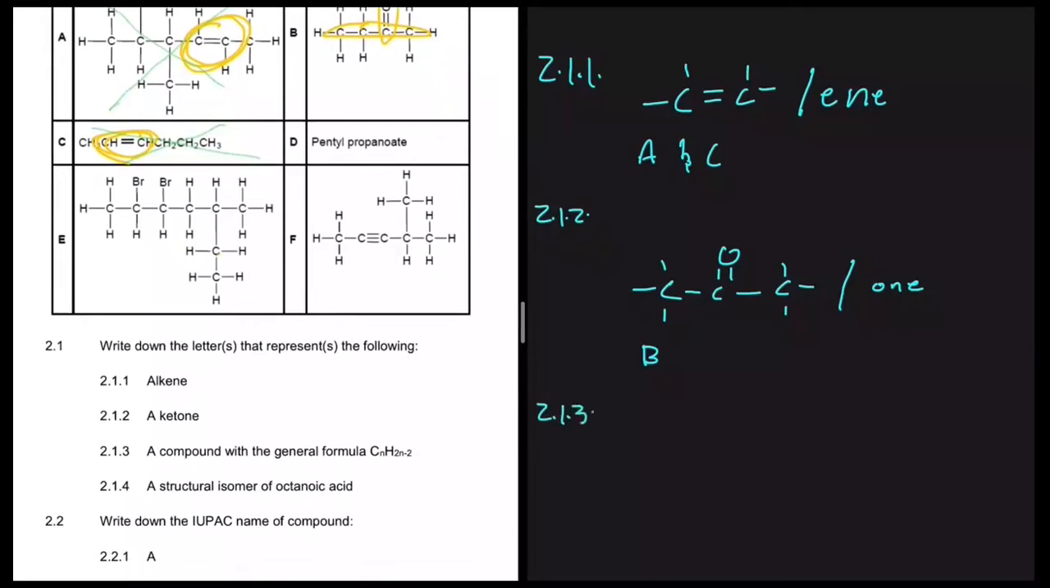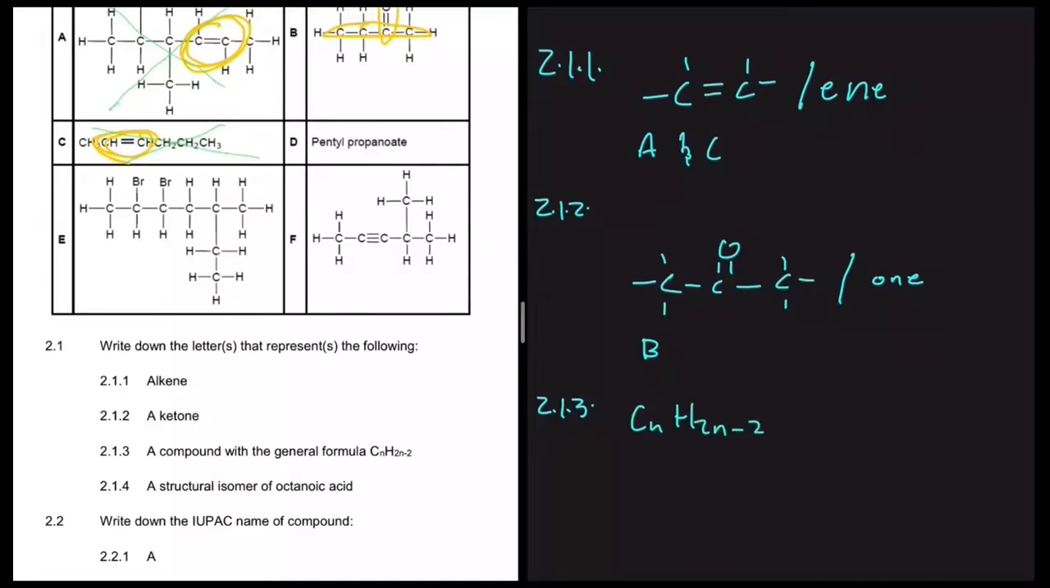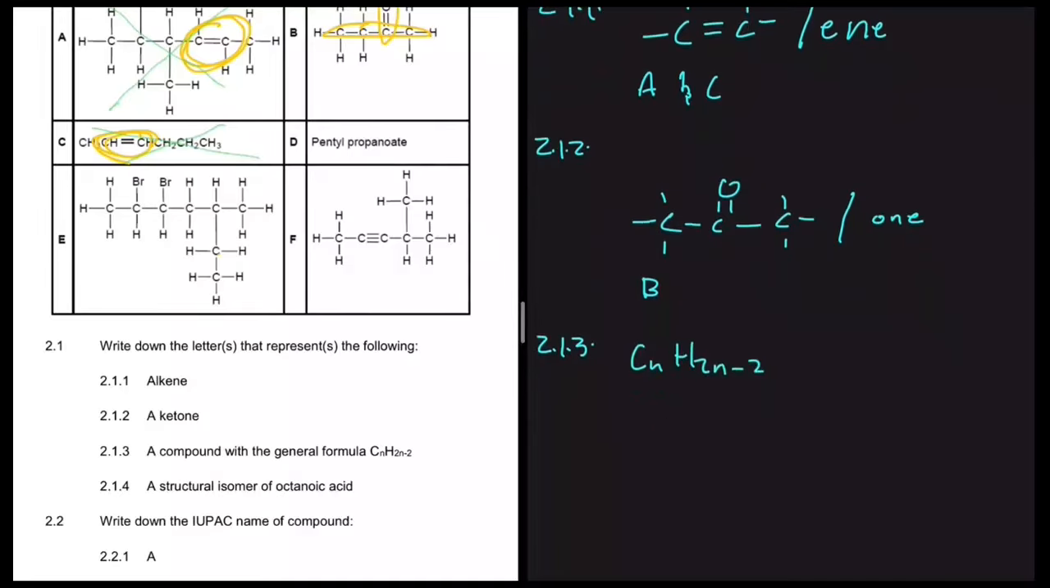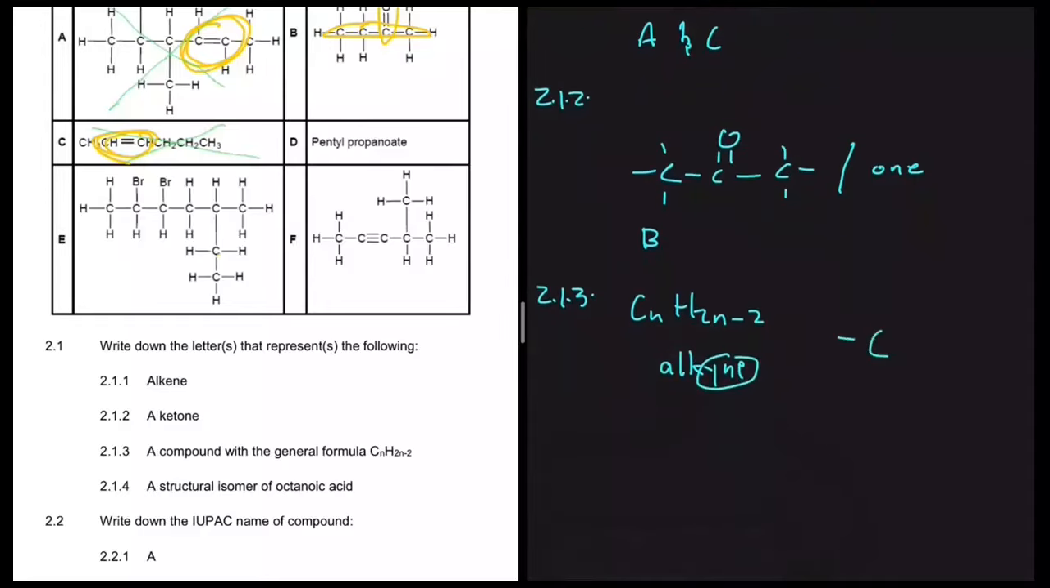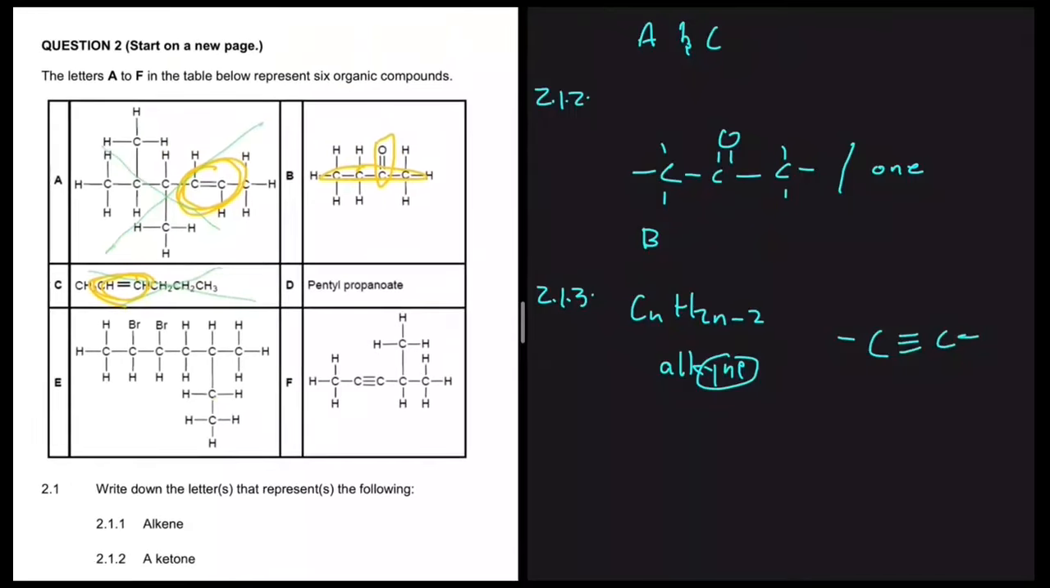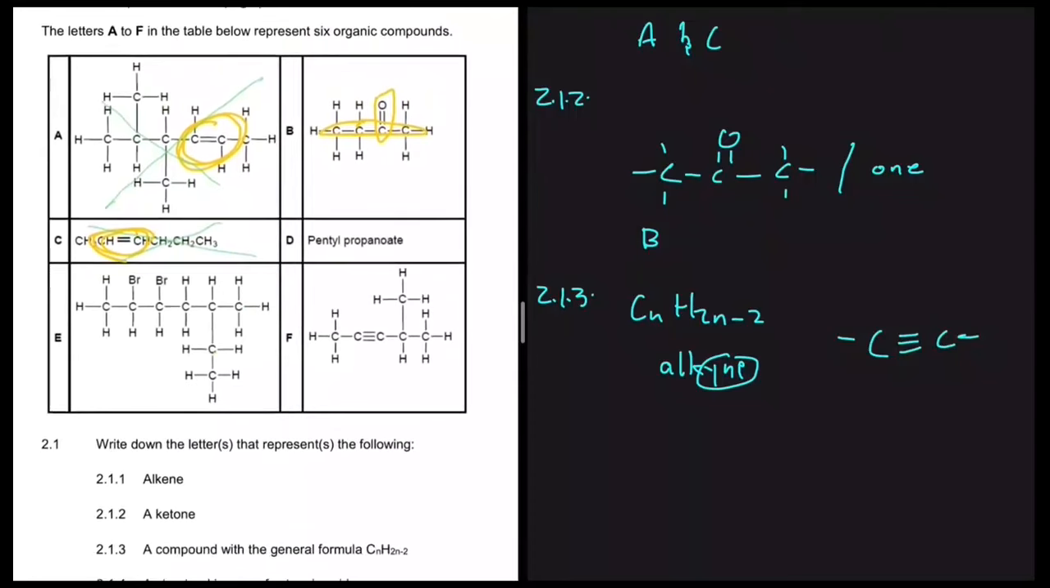2.1.3 says, let's look for a compound with a general formula CnH2n-2, right? If you're not already familiar with this, this is an alkyne. The name ends with Y-N-E. Another way of identifying it is that we have triple bonds: a carbon is bonded to another carbon, and there's a triple bond between the two. So again, we go to our table and we look for that. A cannot be part of our solution. B cannot be part of the solution. C also cannot be part of our solution, right?